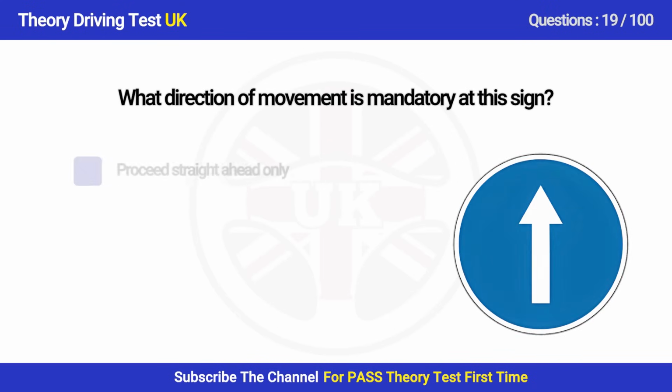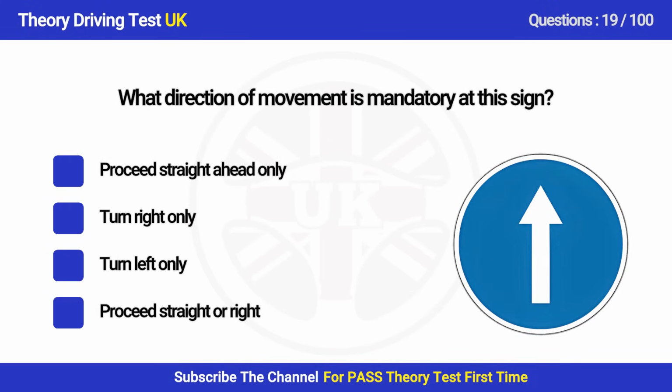Question 19. What direction of movement is mandatory at this sign? A. Proceed straight ahead only. B. Turn right only. C. Turn left only. D. Proceed straight or right.